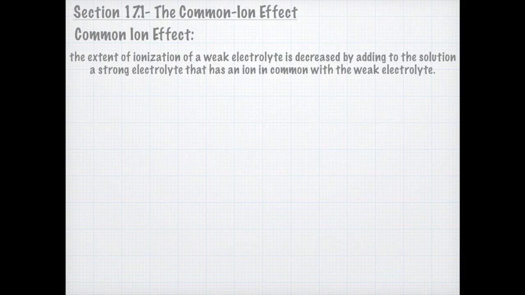And the common ion effect notes that the extent of ionization of a weak electrolyte is decreased by adding to the solution a strong electrolyte that has an ion in common with the weak electrolyte. So for example, if I have acetic acid and I add to that solution sodium acetate, the common ion being the acetate ion, then the ability of that weak acid, that weak electrolyte, to dissociate is decreased. So let's actually look at an example of that right now.